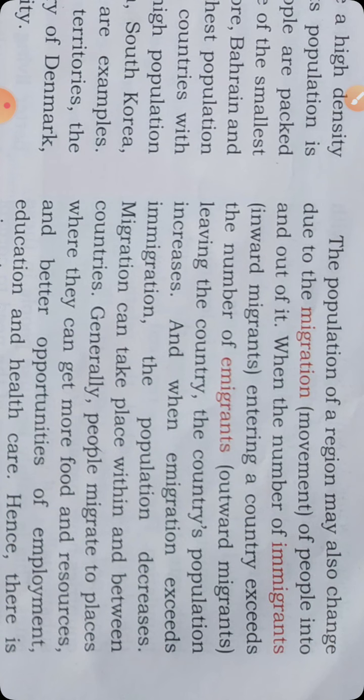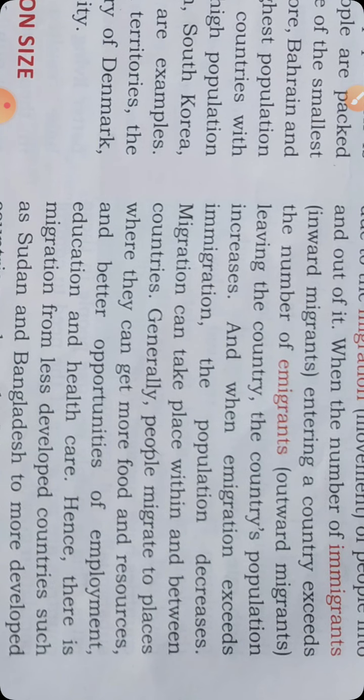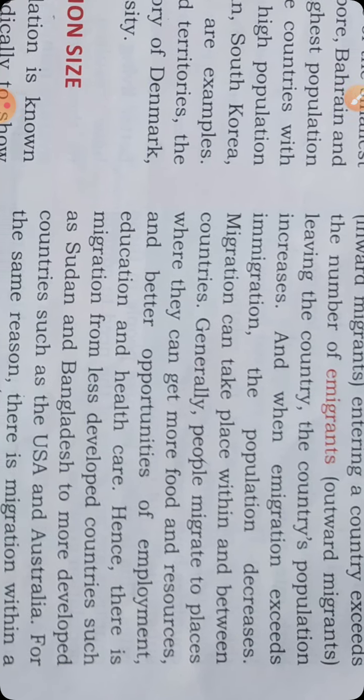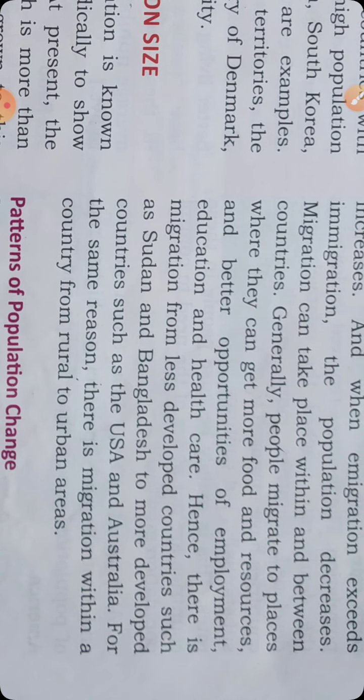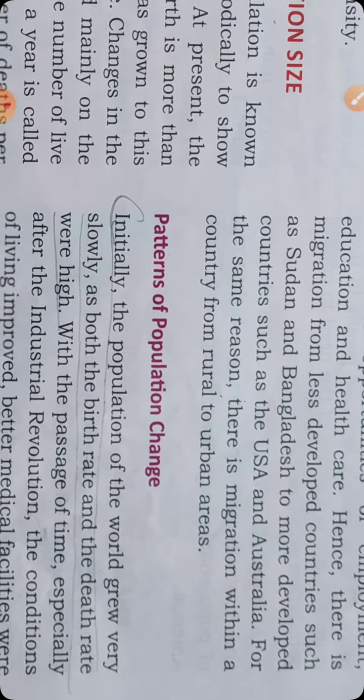Migration can take place within and between countries. Generally, people migrate to places where they get more food and resources and better opportunities of employment, education, and healthcare. Hence, there is a migration from less developed countries such as Sudan and Bangladesh to more developed countries such as the USA and Australia. For the same reason, there is a migration within a country from rural to urban areas.